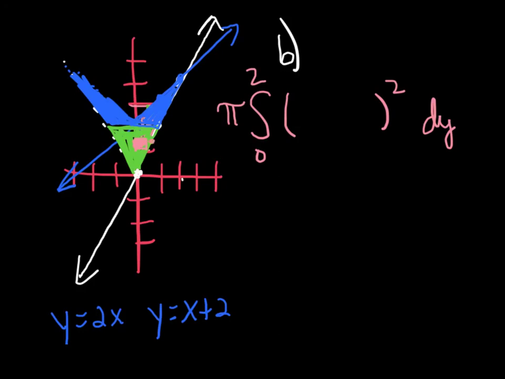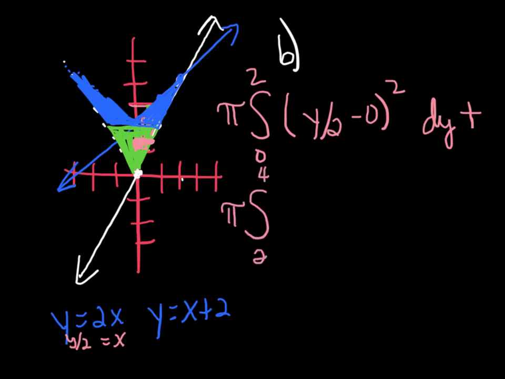The right would be on the line 2x, but this has to be a dy problem, so we solve for x and get y over 2. So it'd be y over 2 minus 0. Again, you don't have to put the minus 0 in there. And since it's a disc, it's pi radius squared, dy. Then we're going to add on the part that's going to be a washer, which is pi integral, and this will go from 2 to 4. And now I've got to do big radius squared minus little radius squared, dy.